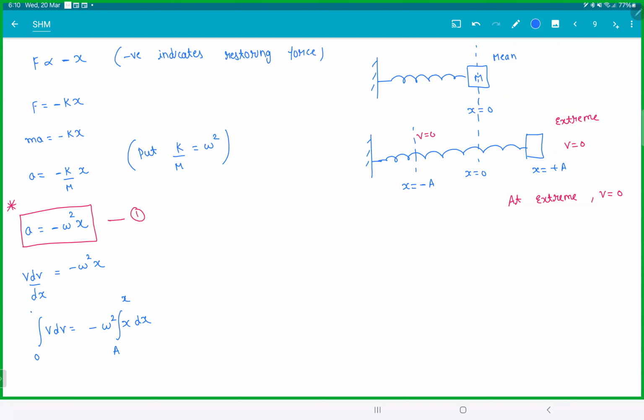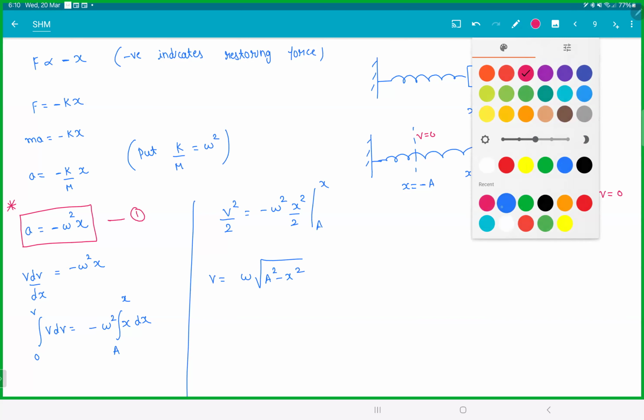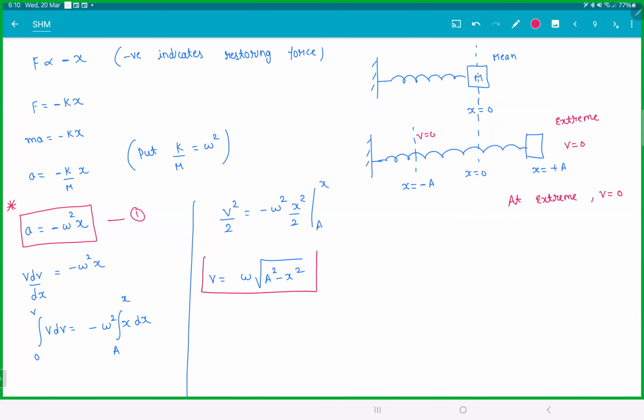This is x, this is v. This turns out to be v square by 2 is equal to minus omega square x square by 2. Limits will go from x to a. We end up with v is equal to omega root over a square minus x square. This is the relation between the velocity and the position. This is your second result which you need to remember.